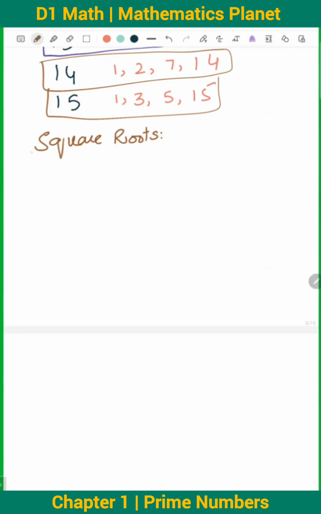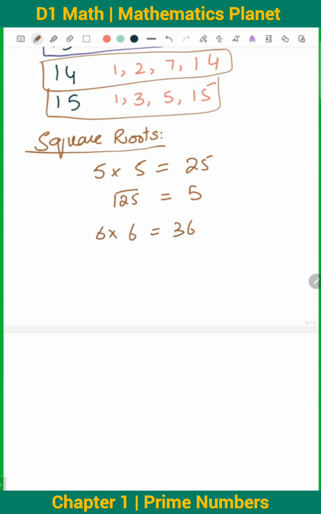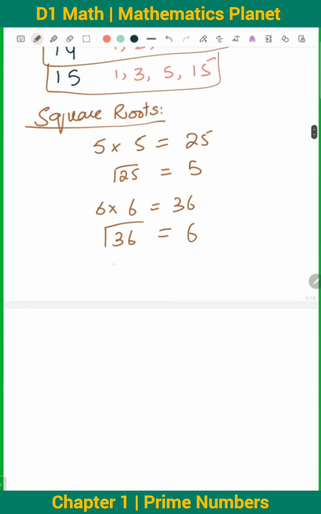Okay, so can you tell me, 5 times 5 is 25. So if we take the square root of 25, we will get 5, right? Similarly, 6 times 6 is 36. So if you take the square root of 36, you get 6. Similarly, the square root of 9 is equal to 3, and the square root of 16 is equal to 4.